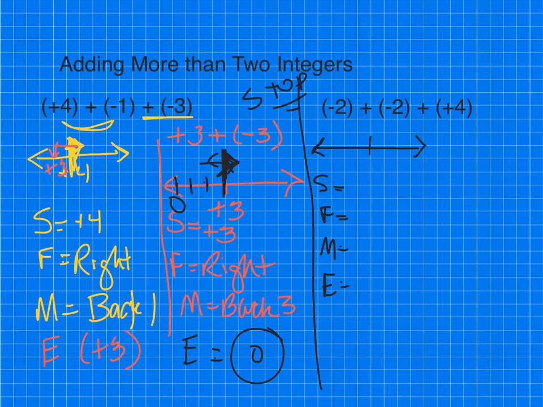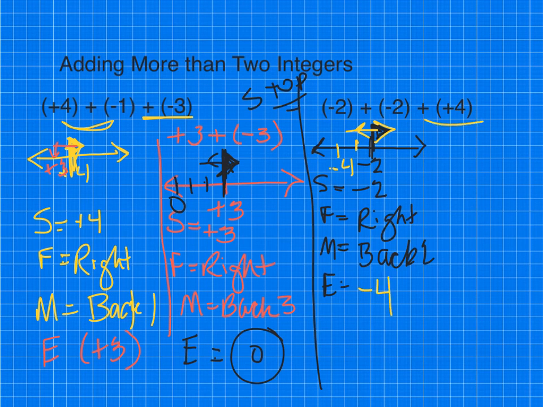So I'm going to be starting at negative 2. Because I'm adding, I'm going to be facing to the right, always in the positive direction. So there's my arrow facing in that direction. I'm going to be moving, because it's negative, back 2. So remember, I'm facing this direction, so I'm going to move back 1, 2 places. So that's negative 3, negative 4 is where we ended up. So my end place is negative 4.